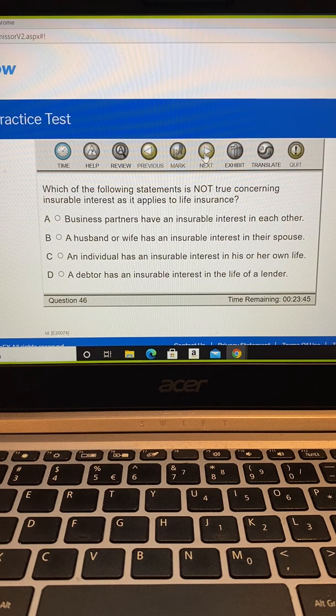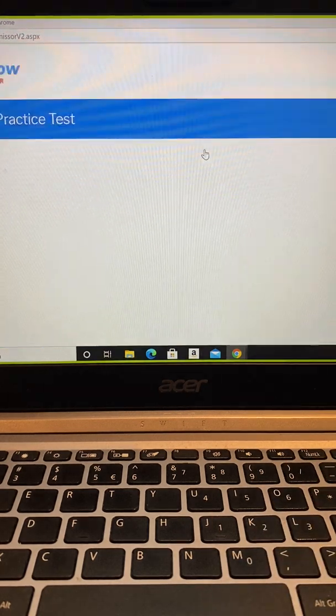Why is the answer D? I'm not sure, because I thought a debtor has an insurable interest in the life of a lender. Oh, that's wrong, because it's not the life of the lender. It would just be the loan they pay back. Right, they got it flipped. It should be opposite. A lender has an insurable interest in the life of the debtor. So they're playing a word game. They're trying to confuse you. A debtor don't have an insurable interest in the life of the person they borrowed the money from. The lender has an insurable interest in the person that borrowed the money. Yeah. Okay. All right, next.